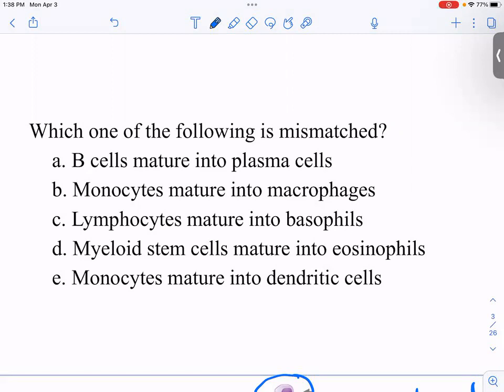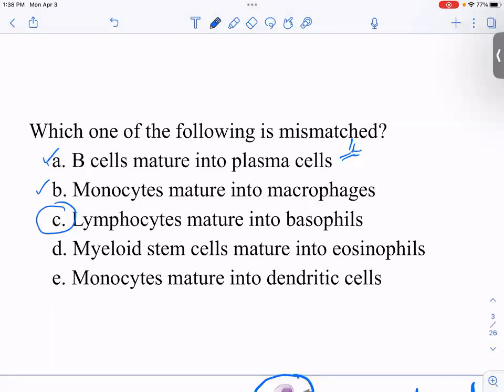All right, let's go through them. B cells mature into plasma cells. Yes. I know that term plasma cells makes you think of blood plasma, maybe, but this is a certain kind of cell. I don't know why we call them that, but when B cells get activated, they mature into plasma cells. And remember, the plasma cells are the ones that make the antibody. So that's true. Monocytes mature into macrophages. Yes, that's true. They can also mature into what other kind of cell? Dendritic cells, good. This is the one that is not true.